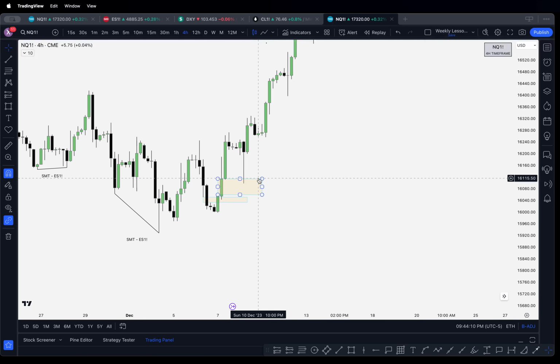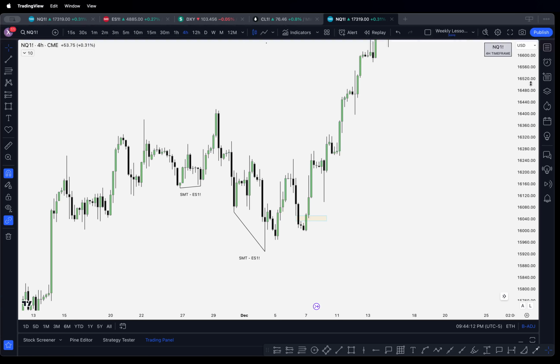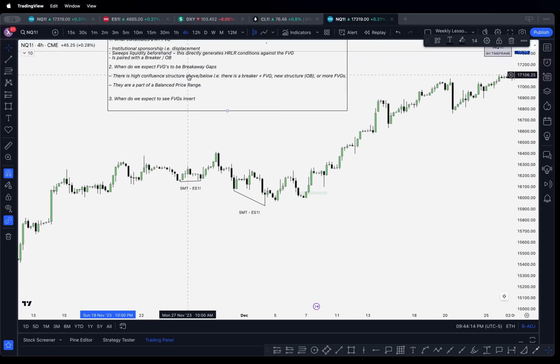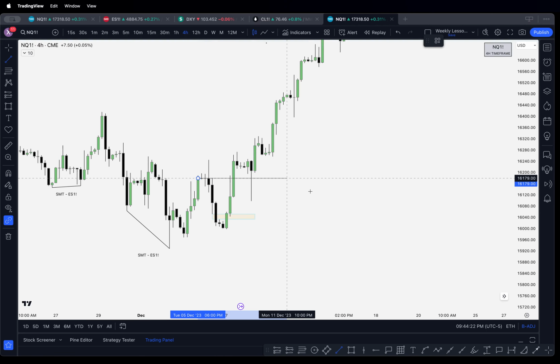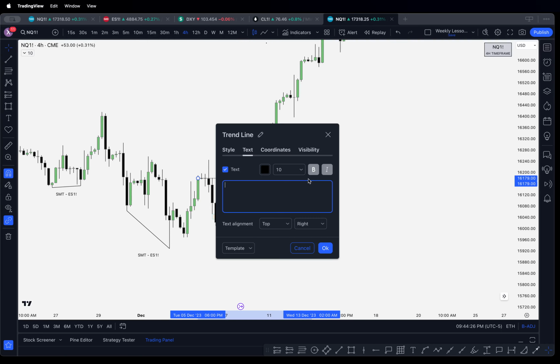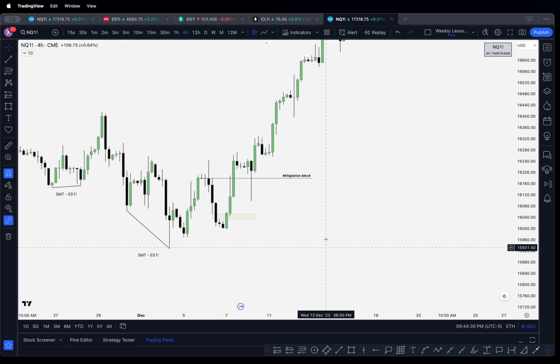So we have higher structure, which is our first criteria. Remember we said there's high confluence structure above, and they're a part of a balanced price range. So this is part of a balanced price range, and is there high confluence structure above? What do you see right here? What's this? That's a breaker, a mitigation block. So we have a mitigation block, a fair value gap, a fair value gap, and an RDRB.